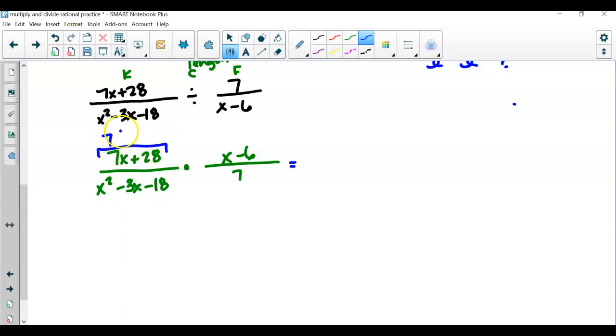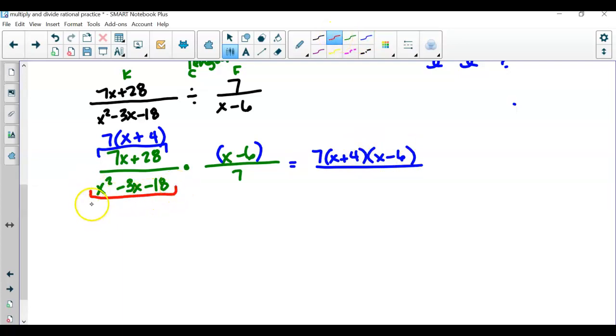There's a GCF of 7, so when I take that out, I've got x, but now plus 28 divided by 7, which is 4 here. Can we factor x minus 6? No. So I just leave it. So here in my numerator, I've got 7 times x plus 4 times x minus 6. Now in the denominator, I do have a trinomial. So I can go straight to parentheses because a is 1. So now what numbers multiply to get negative 18 and add to get negative 3? Negative 6 and positive 3.